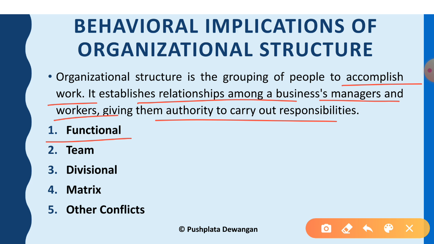Many rules exist to keep things running according to a predictable order, and here the people work together according to their function, like salespeople working together on sales. Next behavior implication is team.